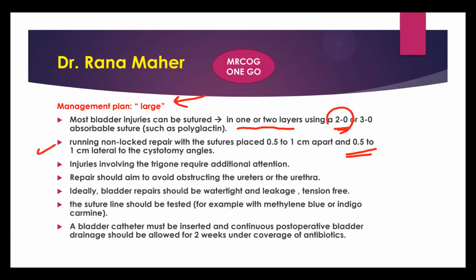If we have any injury to the trigone, it has to be done with additional attention, and for sure it will be the work of the urologist. We have to avoid obstruction of the ureter or the ureters, two ureters, and the urethra. Ideally, the sutures of the bladder should be watertight and tension-free.